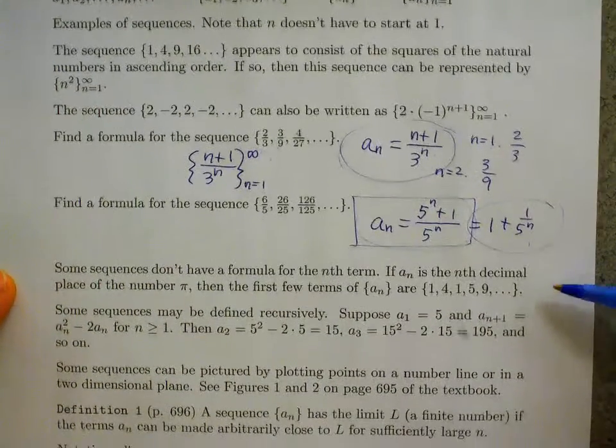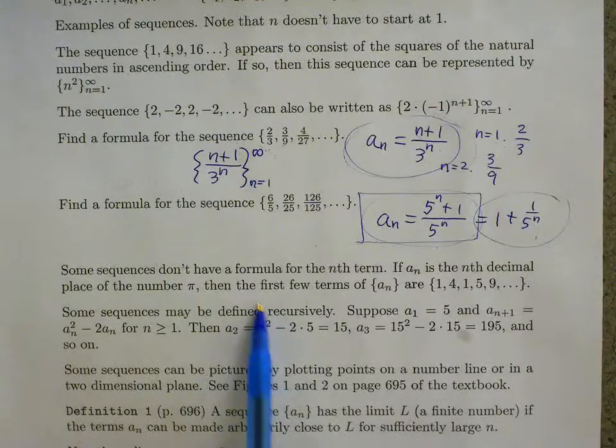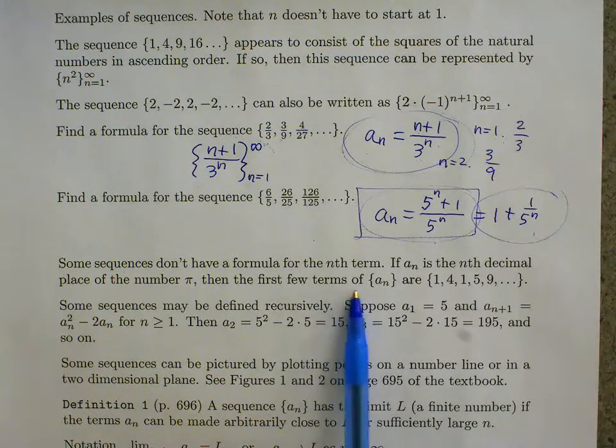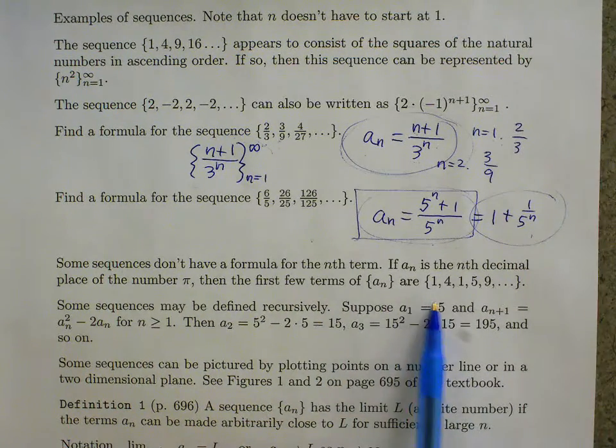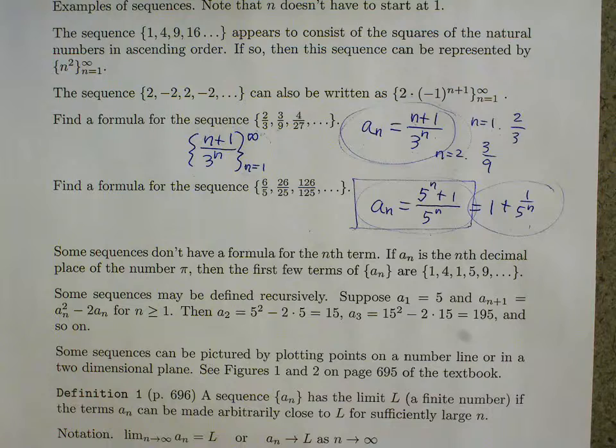Okay, some sequences don't have a formula for the nth term. For example, if a sub n is the nth decimal place of the number pi, then the first few terms of that sequence are 1, 4, 1, 5, 9, and so on. So if there is a formula for that, no one has discovered it.